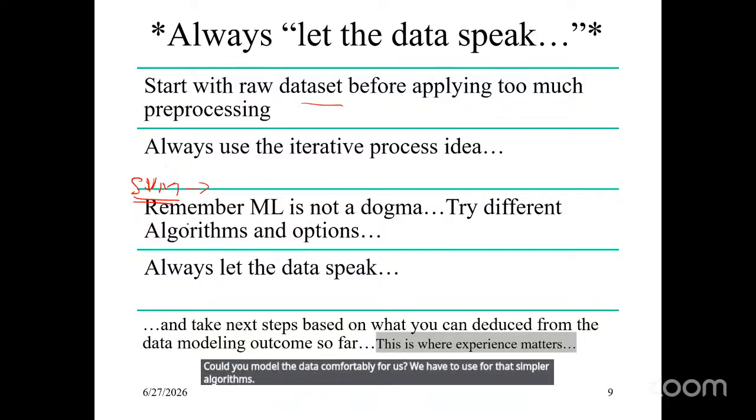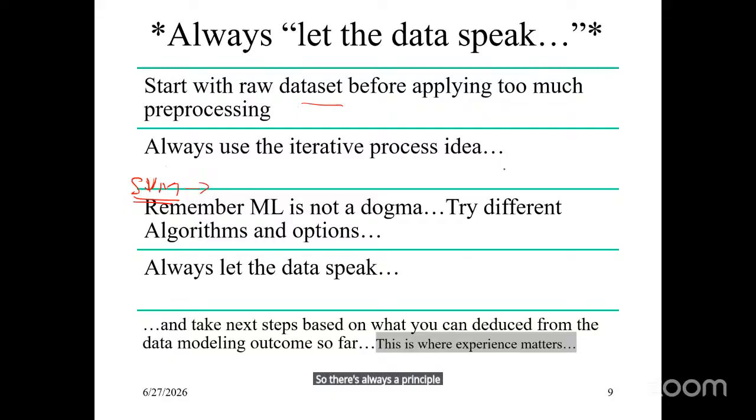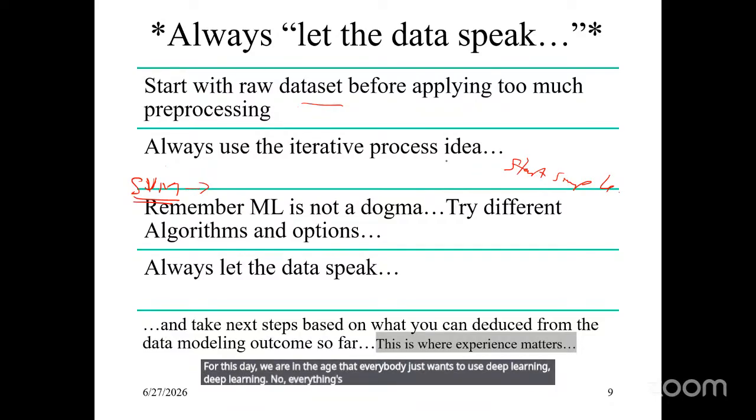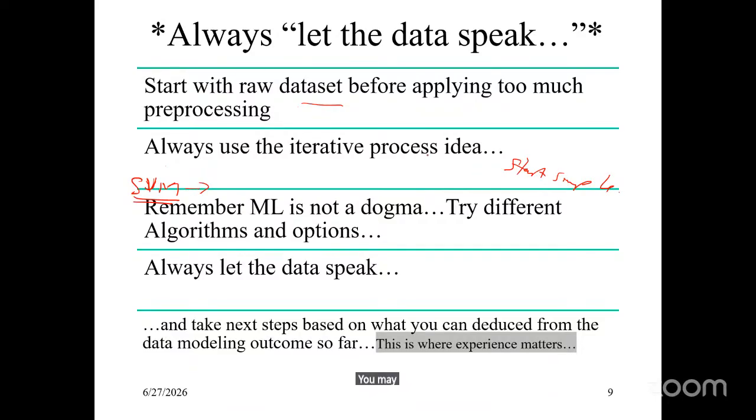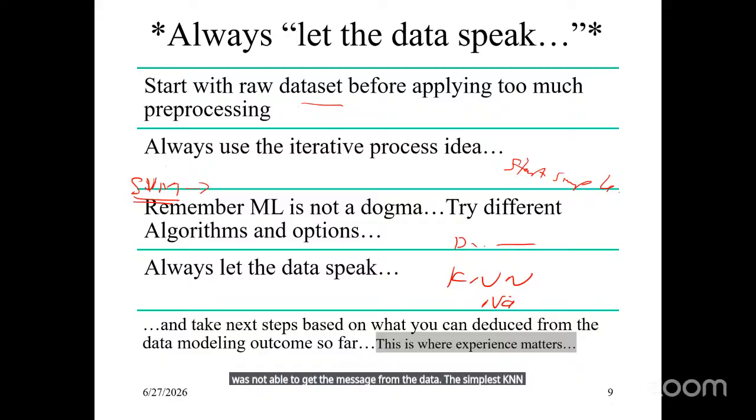So there's always a principle in machine learning modeling. Start simple. Let us remember that. Start simple. Because these days we are in the age that everybody just wants to use deep learning. Deep learning. No, everything is not about deep learning. You may miss the insight from the data set if you do that. We have had scenarios whereby deep learning was not able to get the message from the data. The simplest KNN, naive Bayes did the work for us.